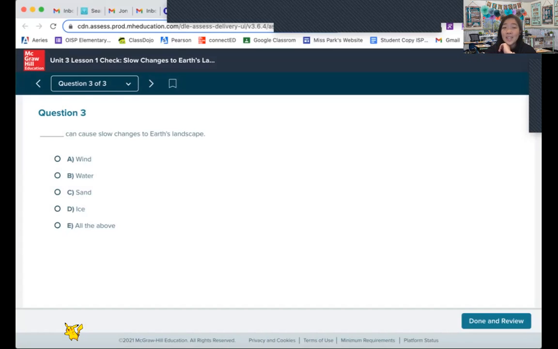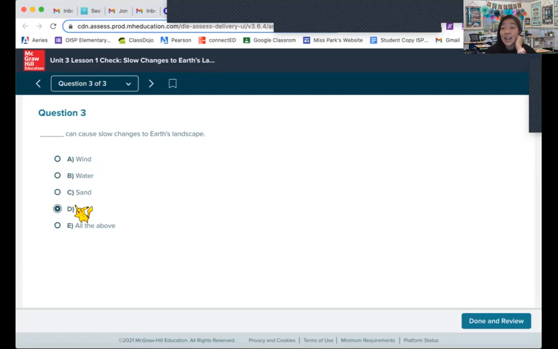Okay, blank can cause slow changes to Earth's landscape. Wind and water. Water, sand, ice, or all of the above. It is wind and water, but it won't let us click both. So what do you guys think the answer is? All of the above.